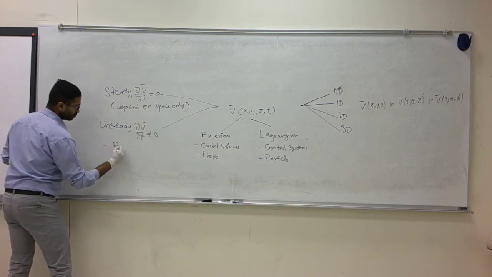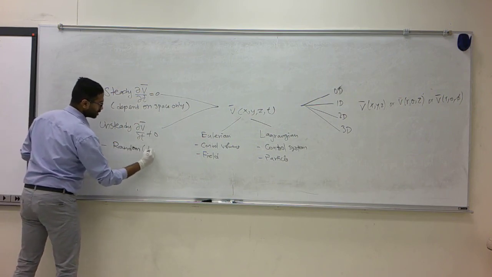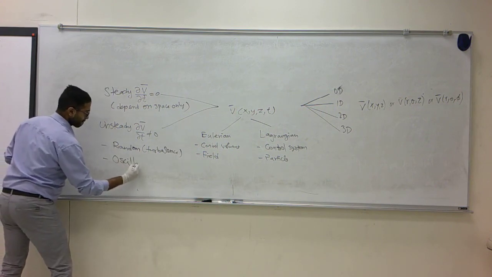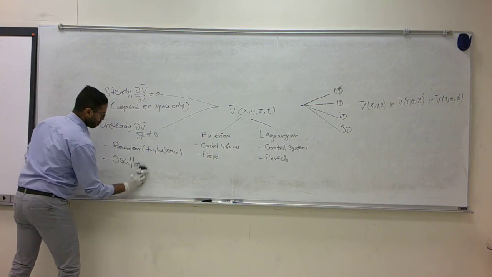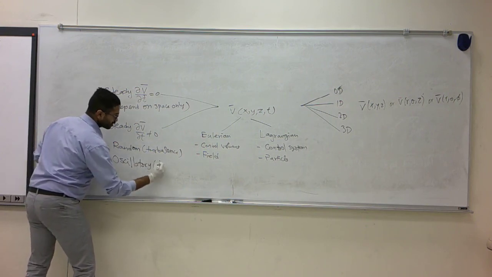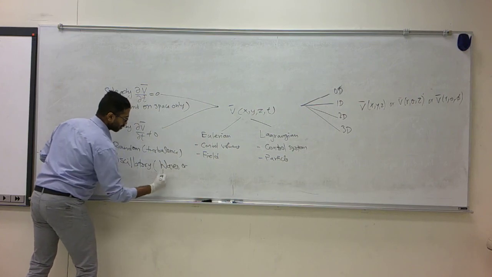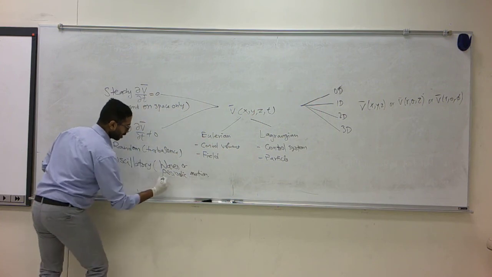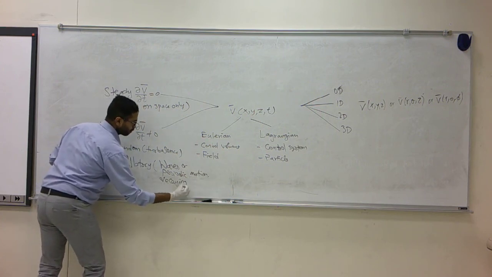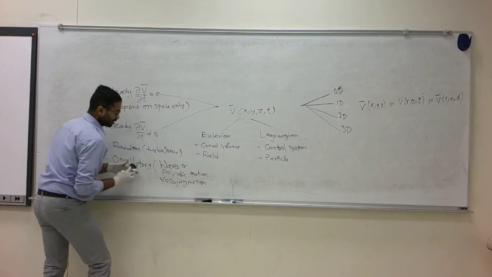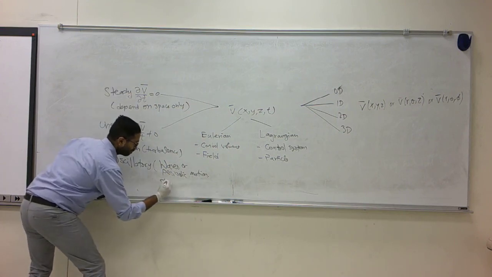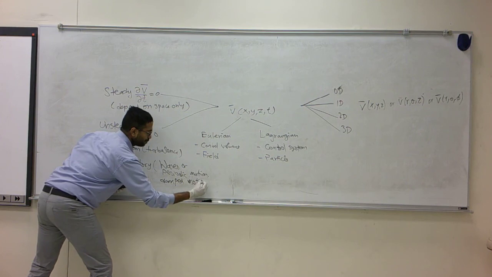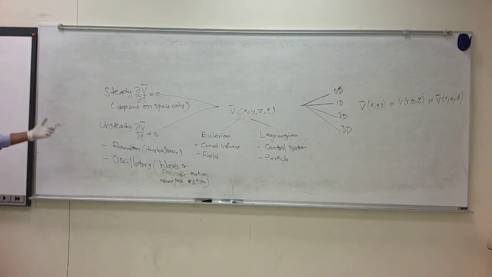It could be random, like in the case of turbulence, or it could be oscillatory, in the case of waves, or periodic motion, or decaying motion. We don't say decaying, I'll say damped motion. Viscous damping, okay, viscous damping or damped motion. So those are the big classifications of fluid flow.